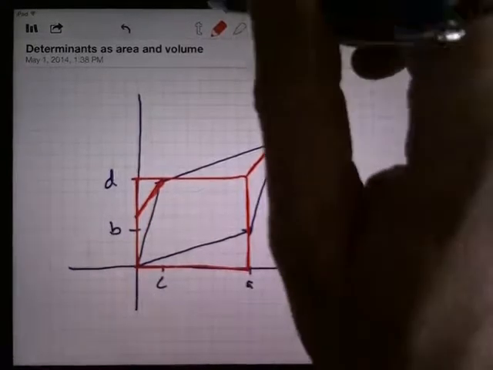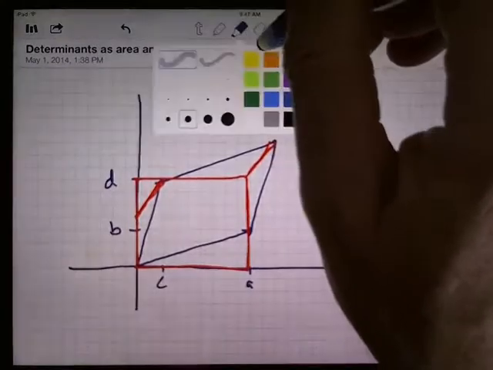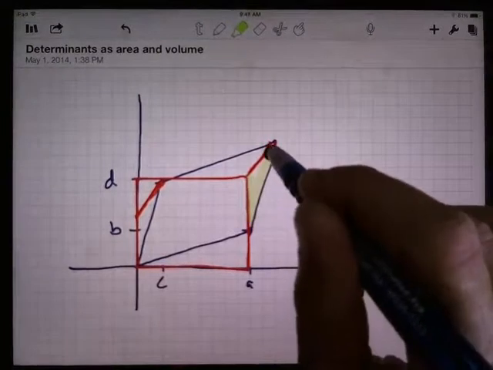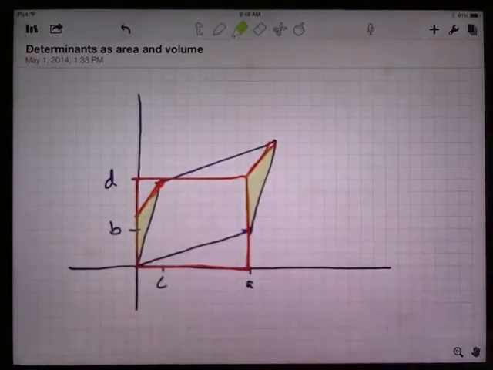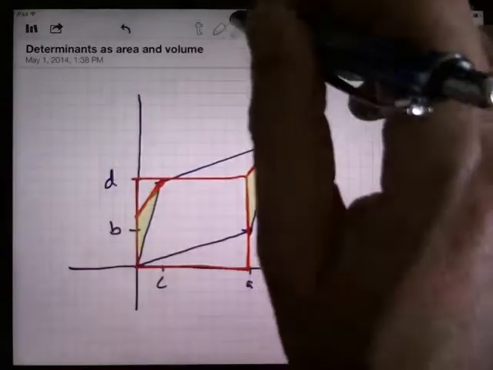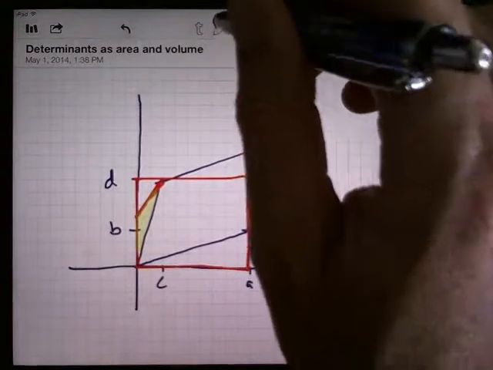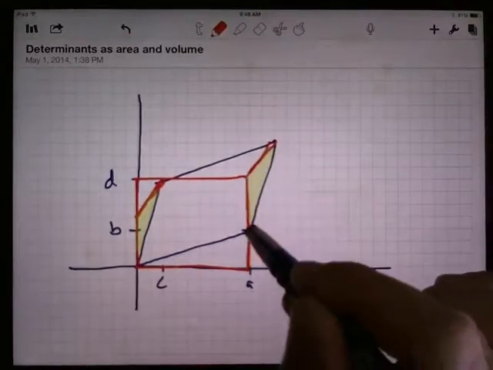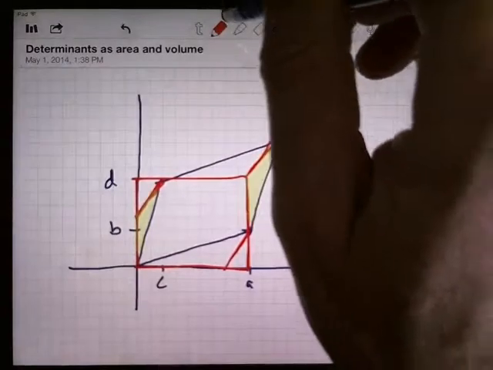So I'm taking, let's see if I can do this, this area right here being translated over to this area over there. Okay? And likewise, I want to do the same thing with this triangle and slide it down there. So I've got this thing here parallel to this. Okay?